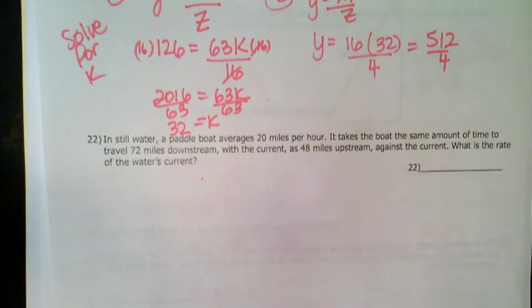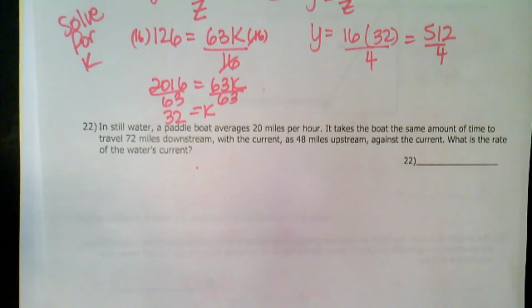All right, 22. In Stillwater, a paddle boat averages 20 miles per hour. It takes a boat the same amount of time to travel 72 miles downstream with the current as 48 miles upstream against the current. What is the rate of the water's current?